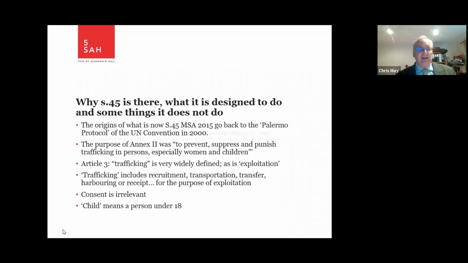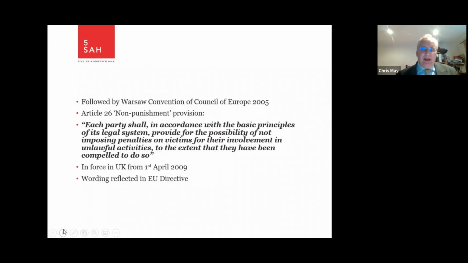So if we can move on to the next slide, please. The next major stepping stone was the Warsaw Convention of the Council of Europe in 2005. Article 26 contained a non-punishment provision. So it's looking at what states had to do or not do, and the critical paragraph was: each party shall, in accordance with the basic principles of its legal system, provide for the possibility of not imposing penalties on victims for their involvement in unlawful activities to the extent that they have been compelled to do so.